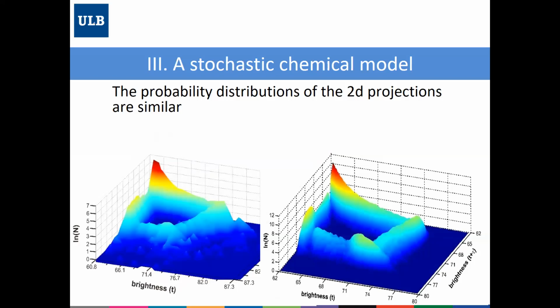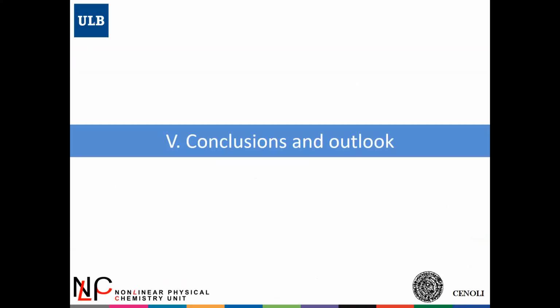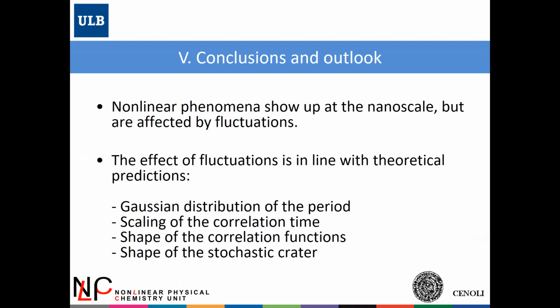On the right-hand side, you have the distribution from, again, Gillespie simulations of the model. And so this seems to confirm that the stochastic theories capture a lot of the fluctuation-induced properties in this system. And so to summarize, nonlinear phenomena such as oscillations can show up at the nanoscale, but obviously they are affected by fluctuations.